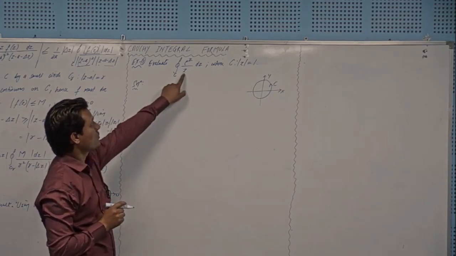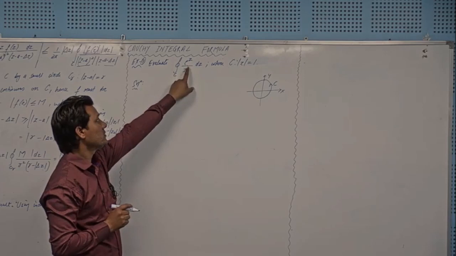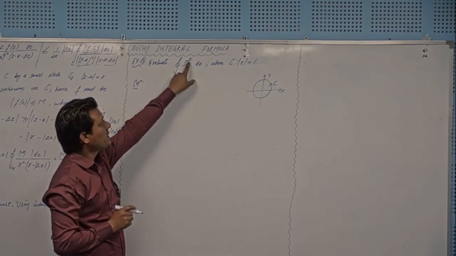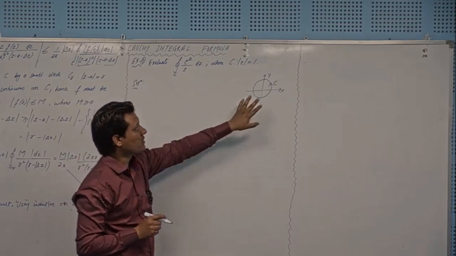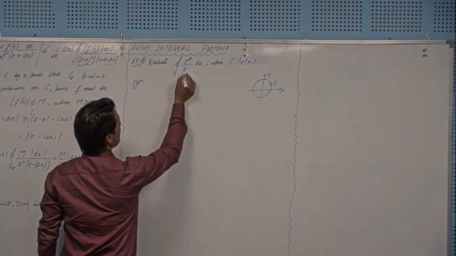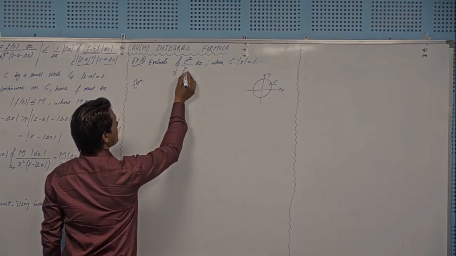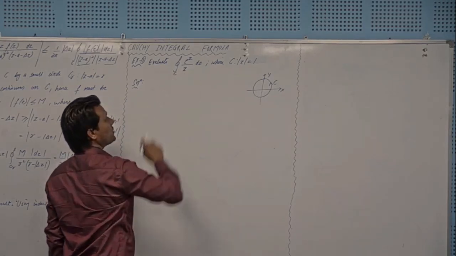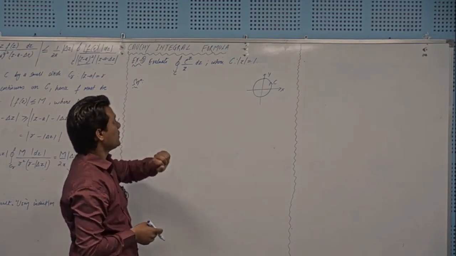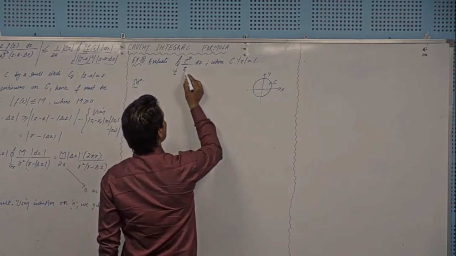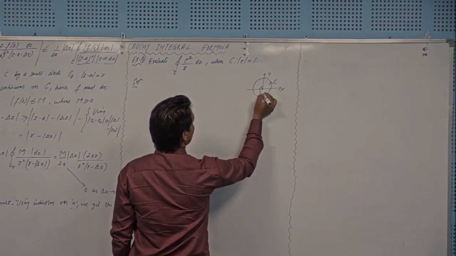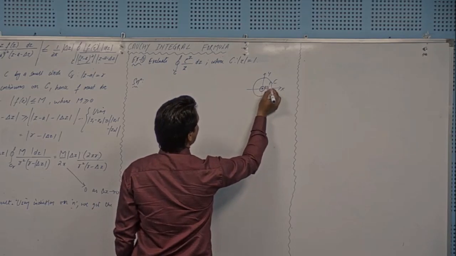If you focus on the numerator, e to the power z is analytic inside this circle. e to the power z is an entire function. And the denominator is z. If you put z equal to 0 in order to find the singularity, you can easily see that z equal to 0 is the singularity, and that is lying inside your circle.